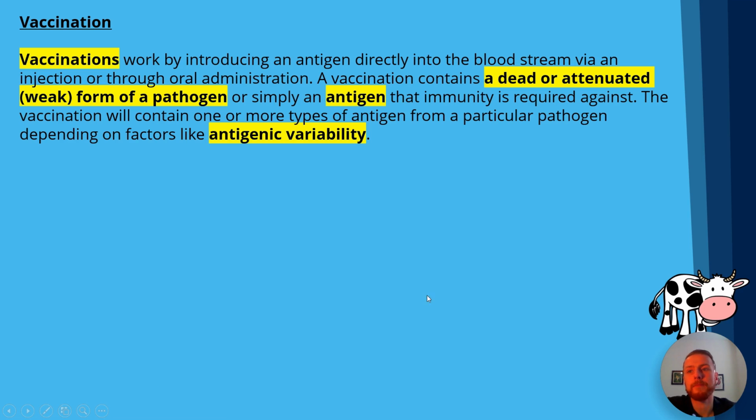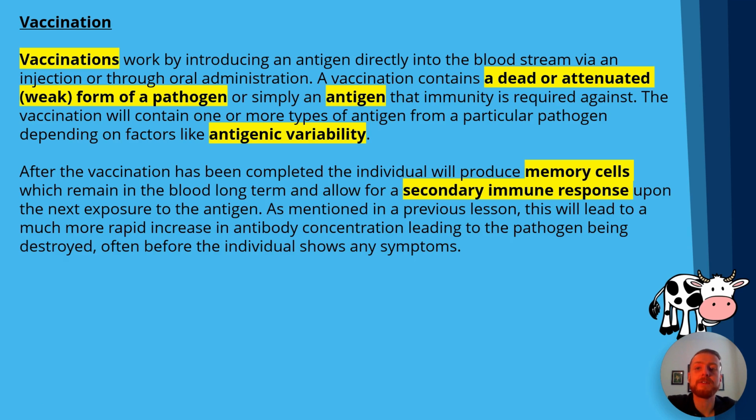So vaccination next of all then. Well, vaccinations work by introducing an antigen directly into the bloodstream via an injection or through oral administration. A vaccination contains a dead or attenuated form of a pathogen. Now, the vaccination will contain one or more types of antigen from a particular pathogen, depending on factors like antigenic variability. After the vaccination has been completed, the individual will produce memory cells which remain in the blood long term and allow for a secondary immune response upon the next exposure to the same antigen. Now, as mentioned previously, this will lead to a more rapid increase in antibody concentration, leading to the pathogen being destroyed, often before the individual shows any symptoms.